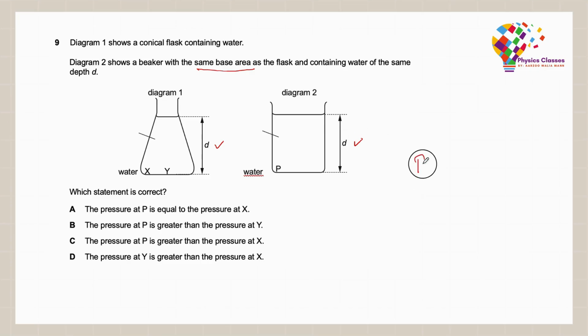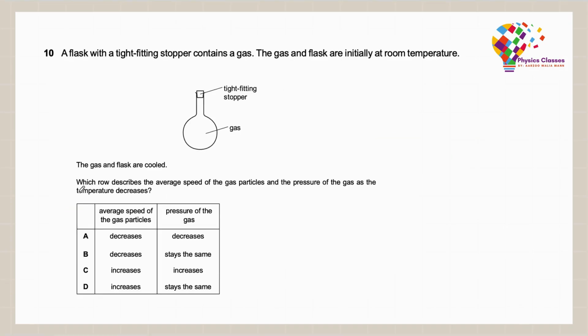Now since the depth for both of these is the same, they both are at the same depth d, therefore the pressure at the 2 points has to be equal irrespective of the shape and size, because pressure of a liquid only depends on the depth of the fluid. Since the depth is the same, therefore the pressure for both of these has to be the same, and hence option A is the correct answer.